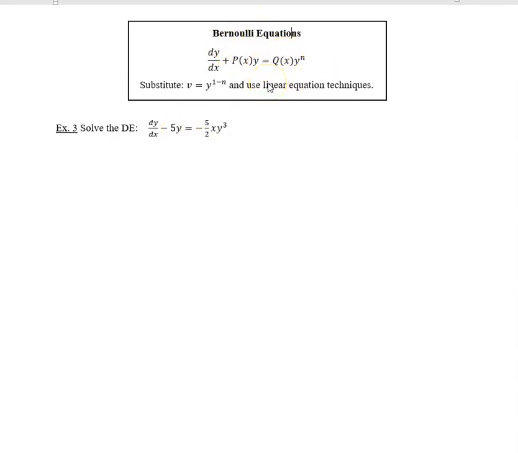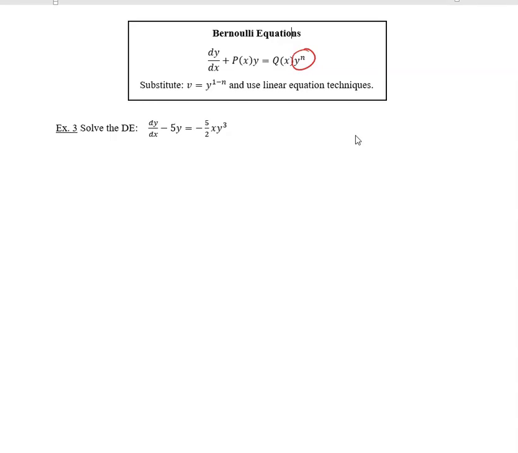It almost looks like a regular linear equation, except you've got this extra y to the n term, or the dependent variable to the n term, on this other side. So when you see that you have a differential equation in this format, you're going to make the substitution v equals y to the 1 minus n. So let's go ahead and talk about how that works through an example.